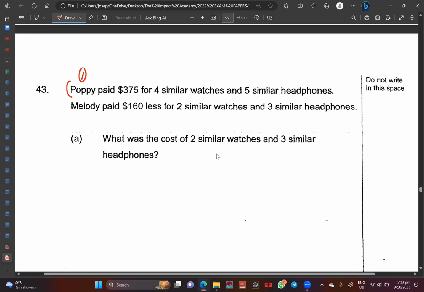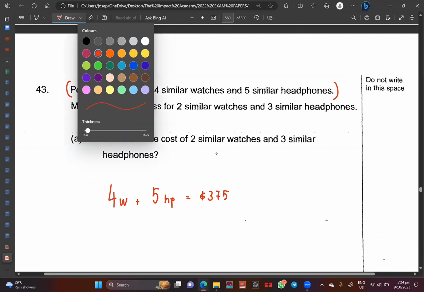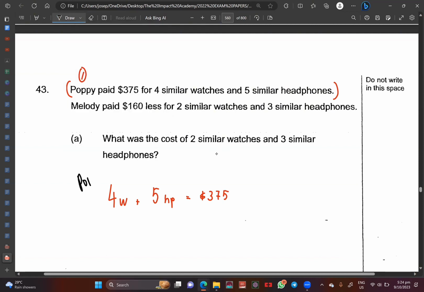Poppy paid $375 for 4 similar watches and 5 similar headphones. So what I want to do is write down what you know, correct or not? So 4 watches, we say 4W plus 5 headphones, HP, equals $375. Can you see that? This is for who? Poppy. Not puppy, Poppy.